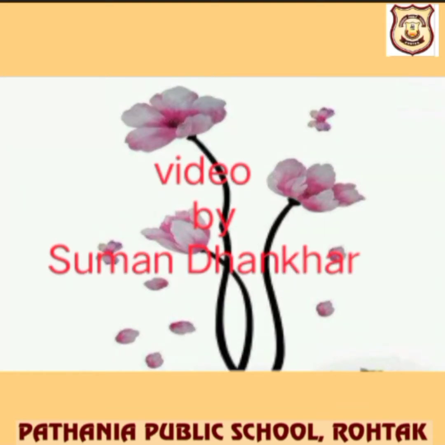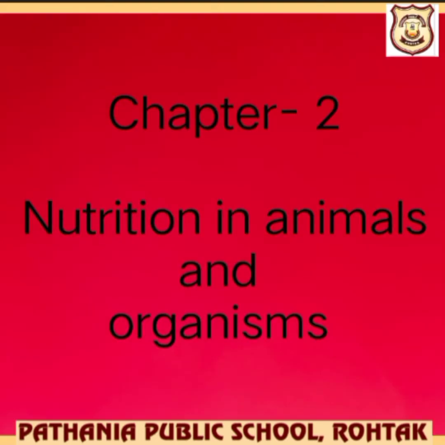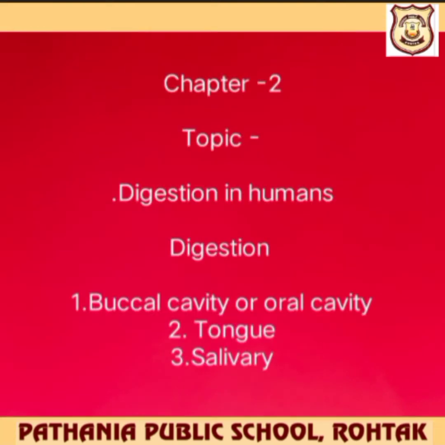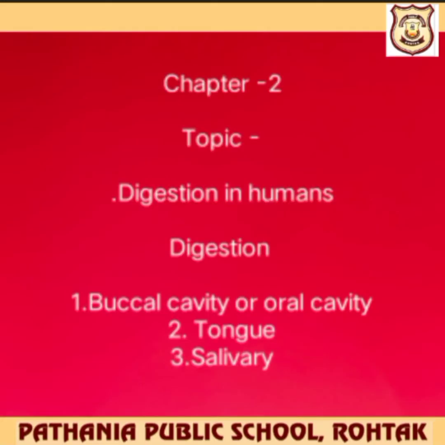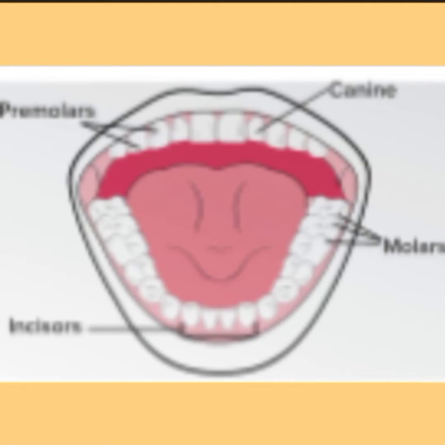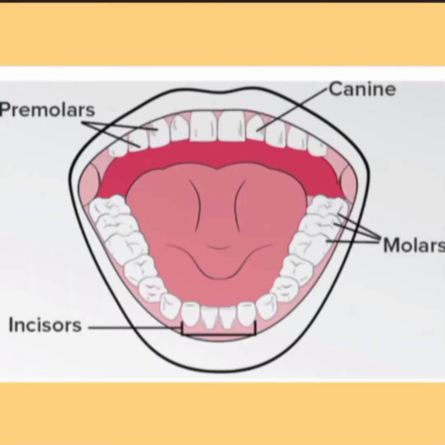We are on chapter number 2, that is nutrition in animals and organisms. We are on the second part, and in this second part, we are going to cover the topic digestion in humans. Under digestion, we'll take 3 points: buccal cavity, tongue, and saliva. Let's first talk about the teeth.